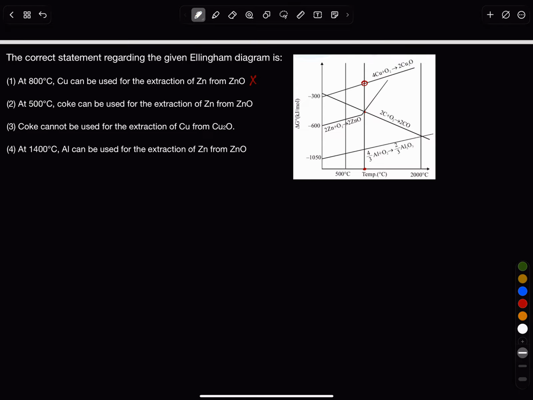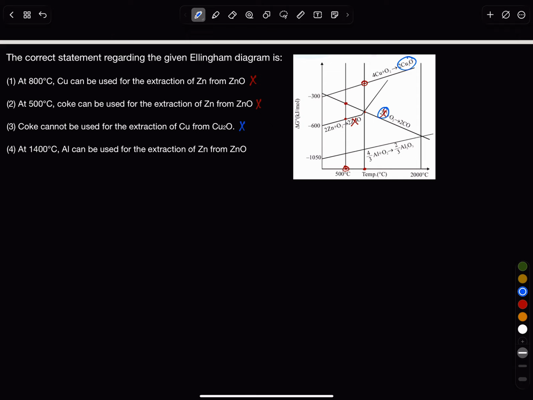Now, at 500 degrees Celsius, we are talking about this particular point. Coke can be used for the extraction of zinc from ZnO. The zinc line is here and the coke line point is here, so coke won't be able to reduce zinc oxide at 500 degrees Celsius. This is also a wrong statement. Next, coke cannot be used for the extraction of copper from Cu2O. For coke the line is below and for copper it is above, so coke can reduce copper oxide. This is again a wrong statement.